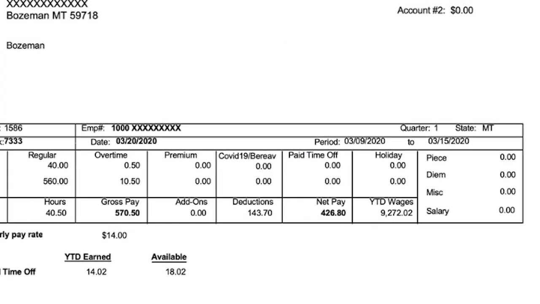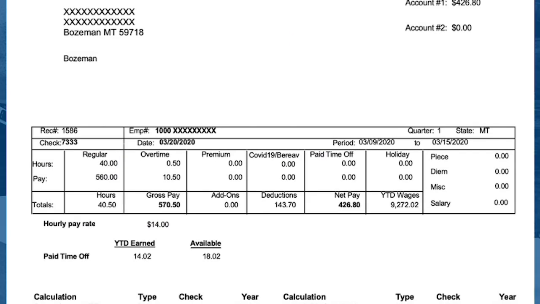Now we will look at how your paycheck is broken down into individual sections. This person is a full-time employee who is scheduled to work 40 hours a week. For this particular pay period, he worked 40.5 hours. Thus, it is broken down into regular hours and overtime hours.